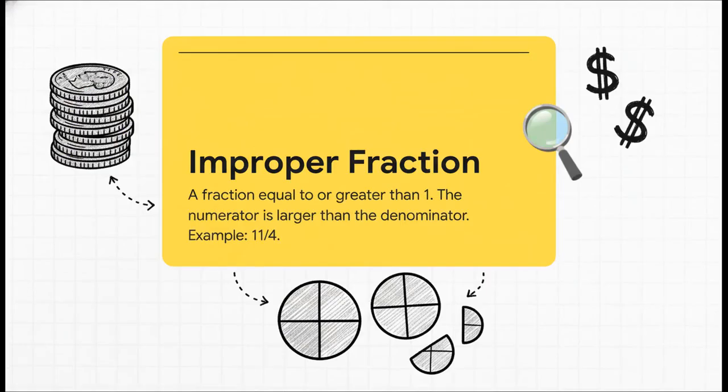Next, we have the improper fraction. Now, the name sounds kinda wrong, doesn't it? But all it means is that you have more than enough pieces to make a whole thing. Think about it. If you have 11/4 of a dollar, that's more than a whole dollar, right? That's all an improper fraction is.